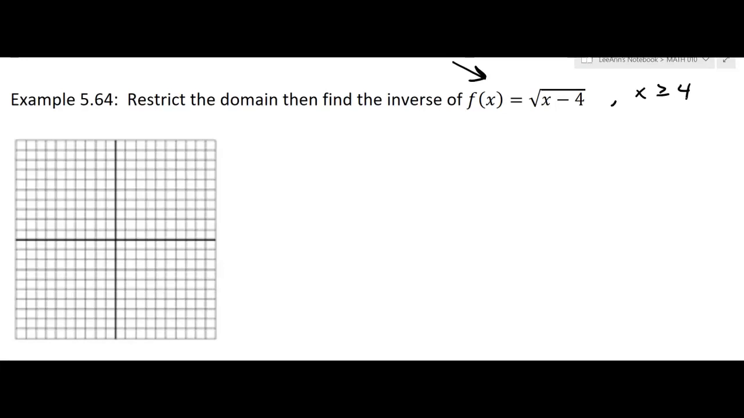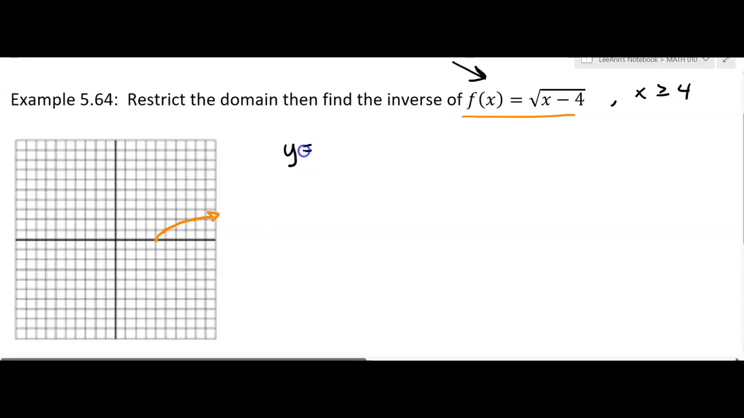Okay, so we can graph this function. We know what it looks like. It's going to be shifted 4 units to the right, 1, 2, 3, 4. And it's a square root function. Let's see. And it's going to look like that. So it's a one-to-one function, so that's great. And that's what it looks like. And then let's go ahead and find the inverse then.